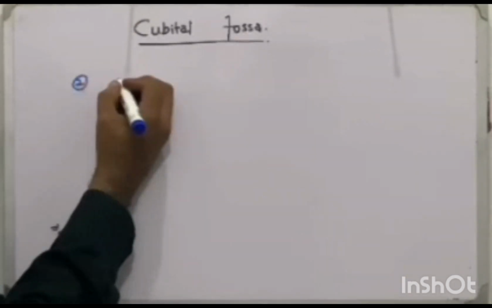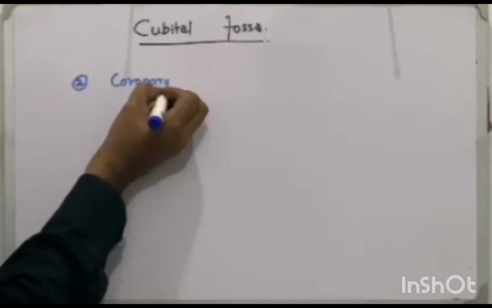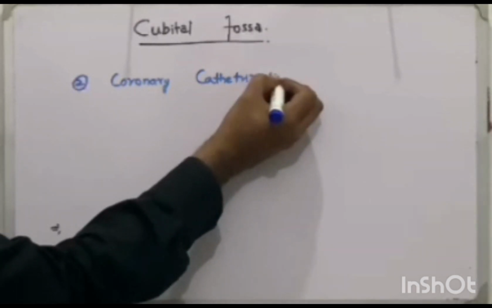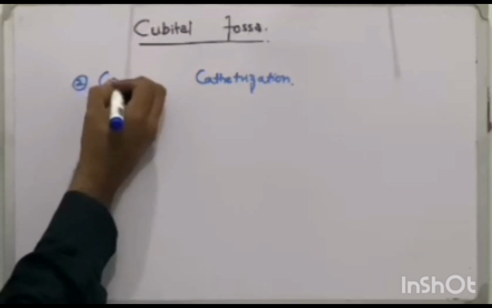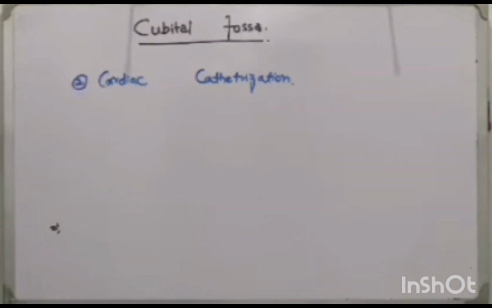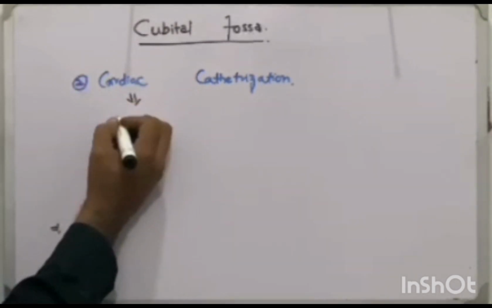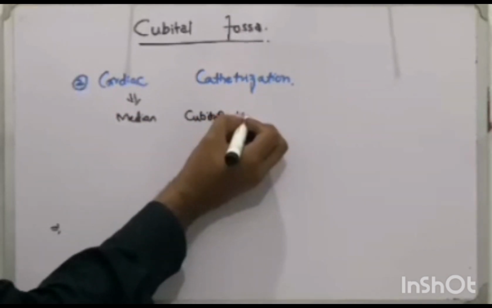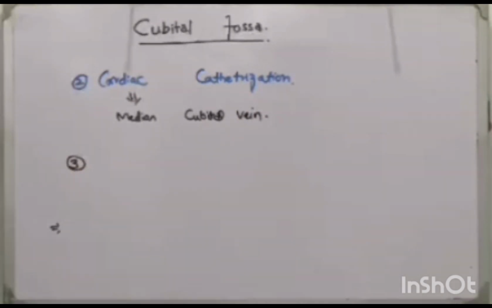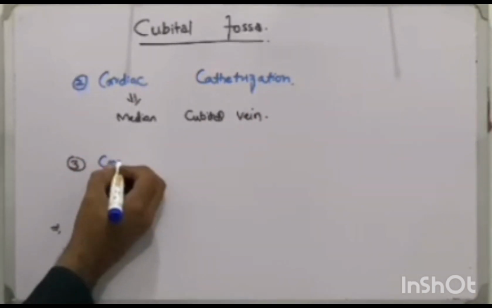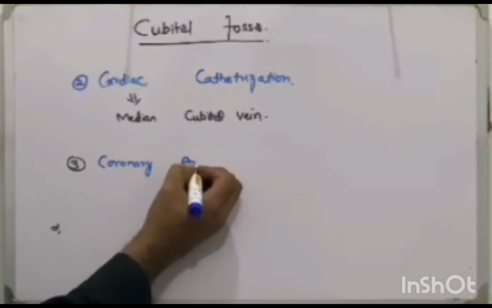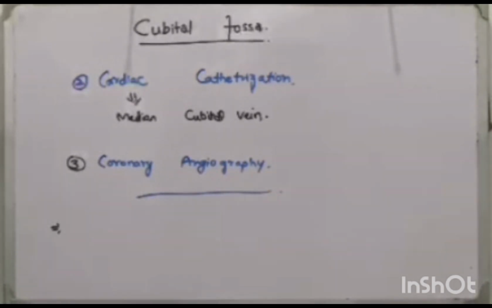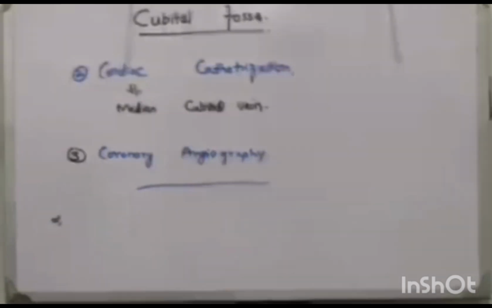Now, the third point is coronary angiography, coronary catheterization, or we can say cardiac catheterization. It is done in patients with renal failure. Again, the vessel involved in cardiac catheterization is the median cubital vein. Now, the last is coronary angiography. Coronary angiography can also be done from the cubital fossa, and here the major vessel involved is the brachial artery.